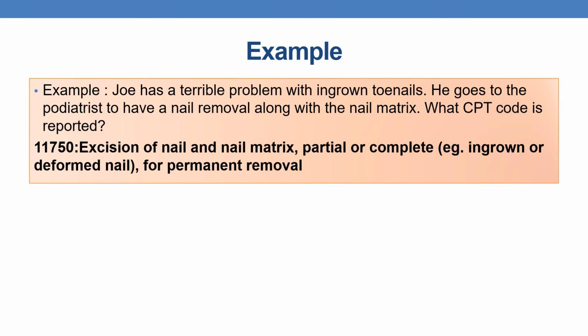Now let us discuss an example. Joe has a terrible problem with ingrown toenails. What does the podiatrist have to do with the nail removal along with the nail matrix? What CPT is reported? Here, nail is removed along with the nail matrix for the treatment of ingrown toenails. The appropriate CPT is 11750, excision of nail and nail matrix, partial or complete. For example, ingrown or deformed nail, permanent removal.